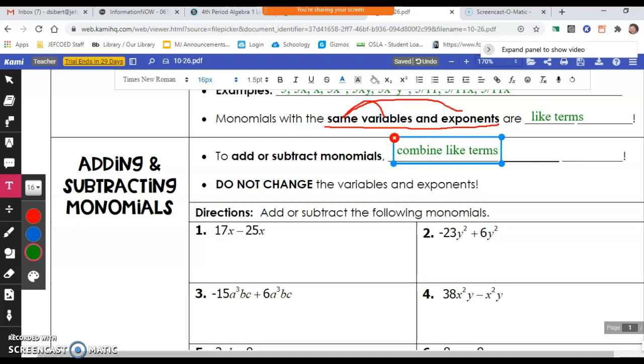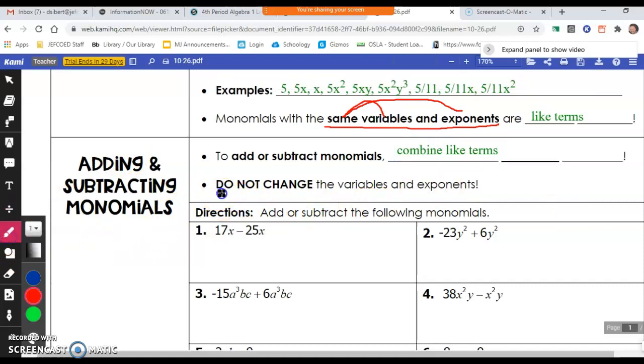Can you combine a 5x with a 9y? No, because they're not alike. But you guys are familiar with that. The biggest thing that you need to remember: do not change the variables and the exponents. We're just combining what I call our base number, or our coefficient.